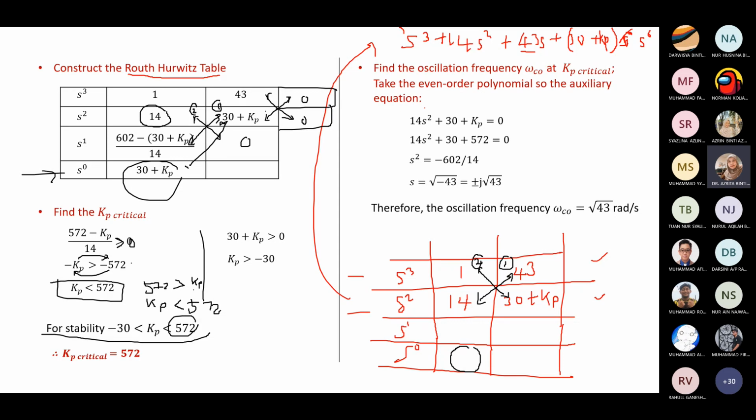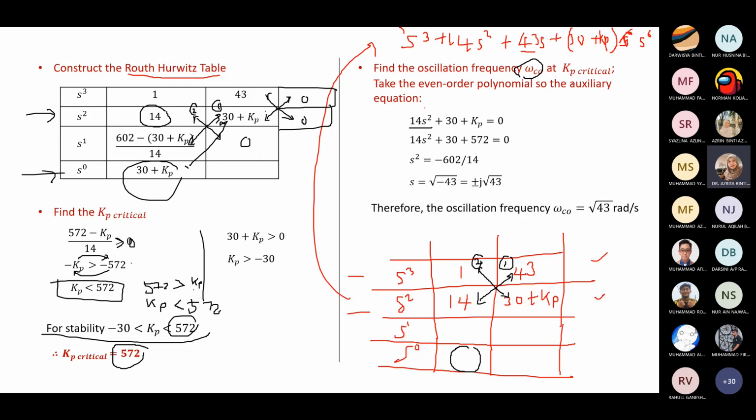The Kp critical is the highest value. So for this case, our value for the Kp critical is 572. And then from the 572 here, we can find the omega c naught at the Kp critical. So at the Kp critical, we will refer to the S power of 2 row. So for the S power of 2 row here, we have 14 S power of 2 plus 30 plus Kp.